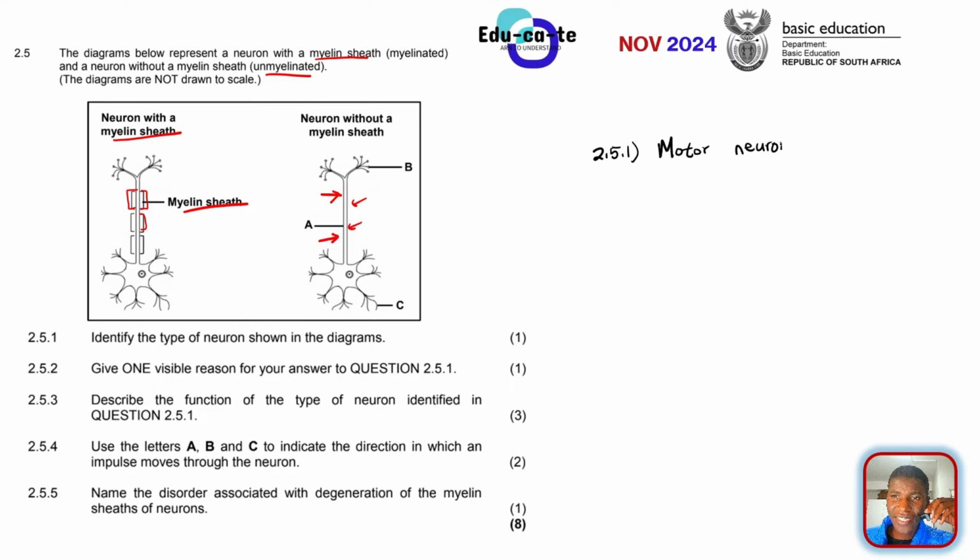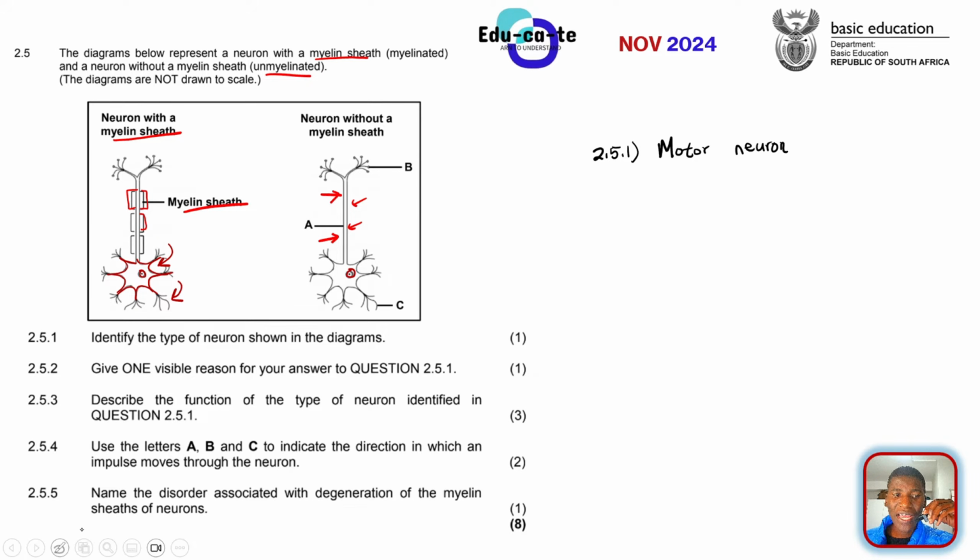How can you identify that this is the motor neuron? Basically, you can see that here the cell body or the nucleus, this round-like structure, is found at the beginning, closer to the dendrites. So whenever they ask you for a reason why you say that this is a motor neuron, you can mention that a motor neuron has a structure that has got dendrites and the cell body at the same position. So you can say that is one reason for that.